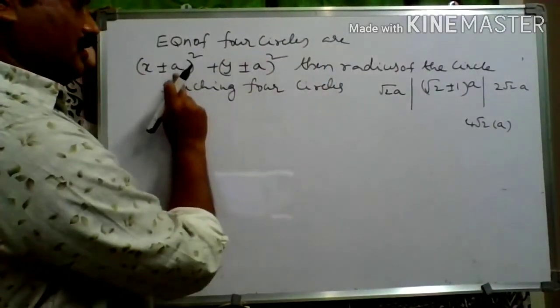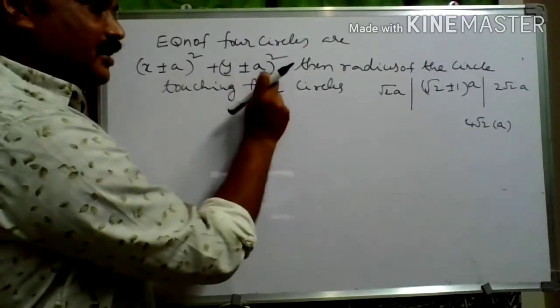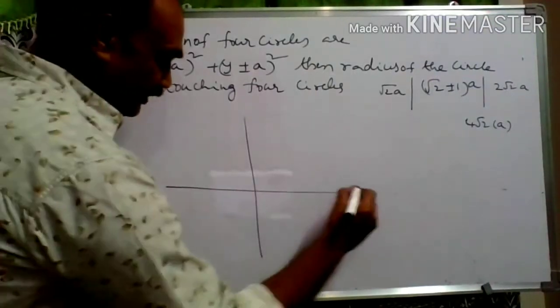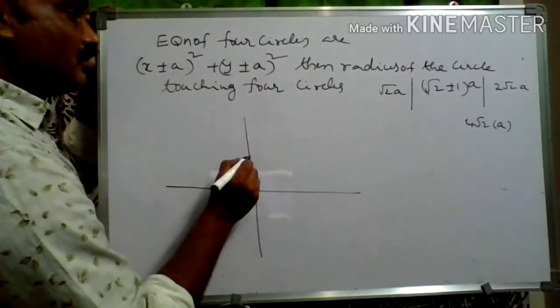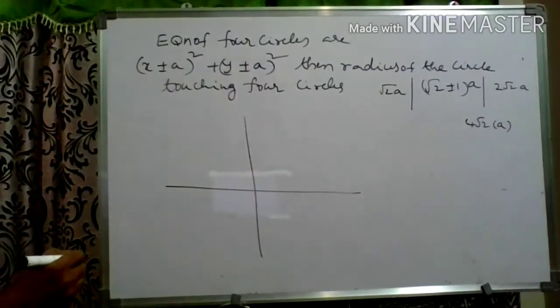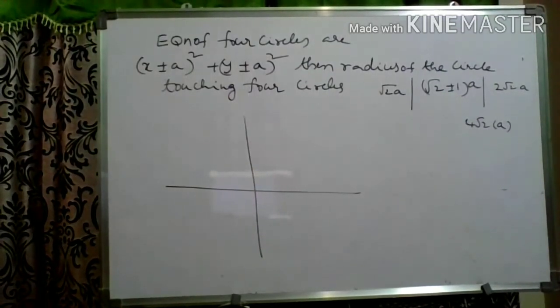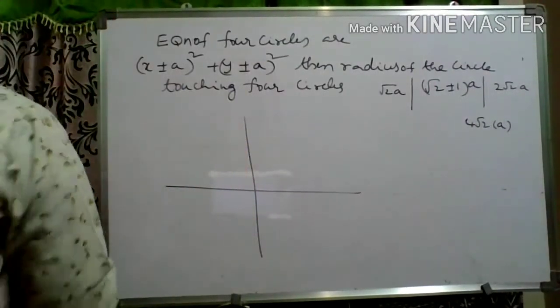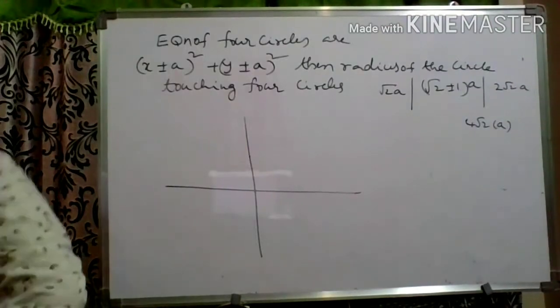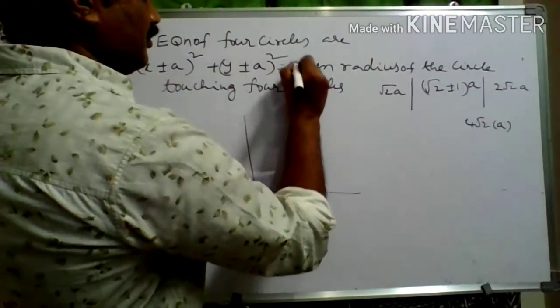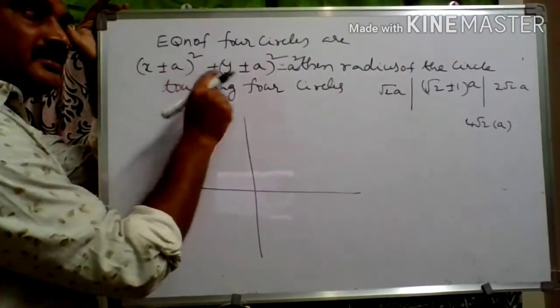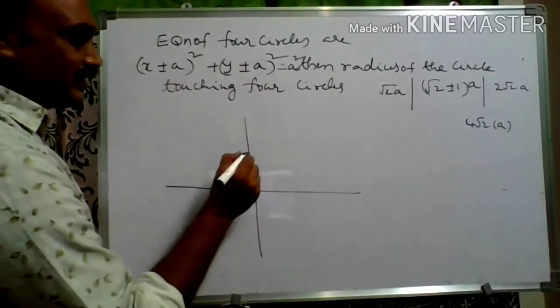The equation of the four circles is x plus or minus a whole square plus y plus or minus a whole square equal to a square. Then find the radius of the circle touching all four circles. Here the center is a comma a and the radius is also a. So the circles touch both the axes.